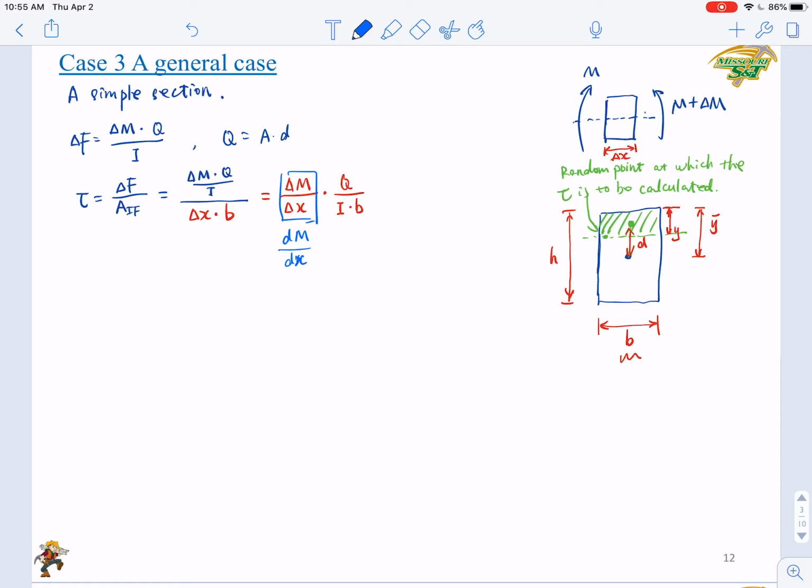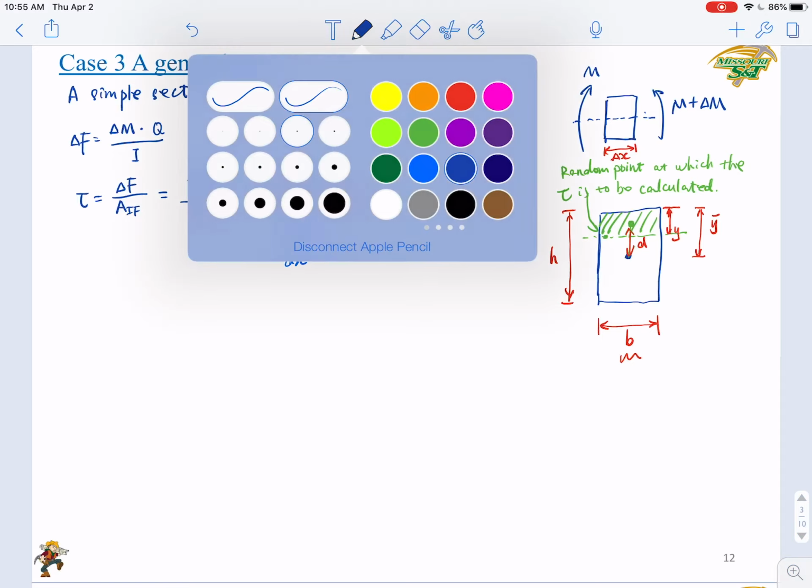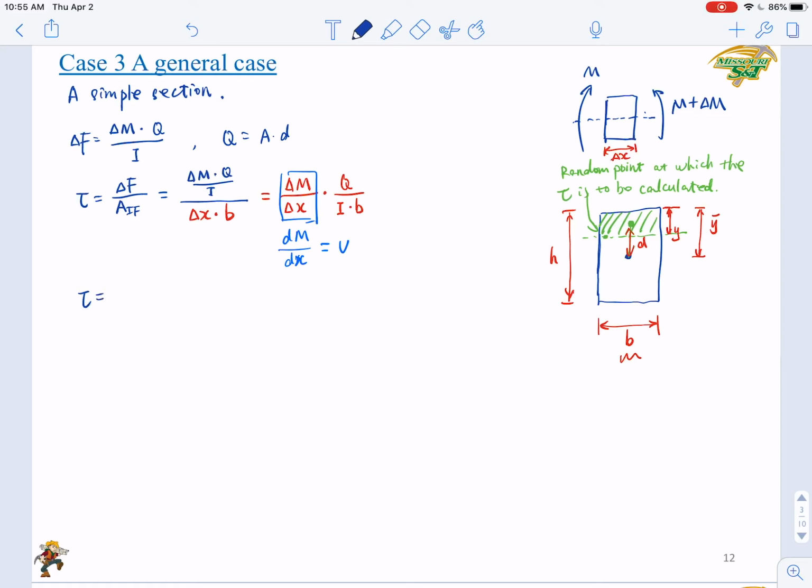The derivative of a bending moment. What is the derivative of a bending moment? Is that slope? Is that shear? From the integration method, you should be familiar with this whole integration process or derivative process, right? This is the first derivative of M equals V, right? So this equation can be rewritten as tau equals VQ over I B.